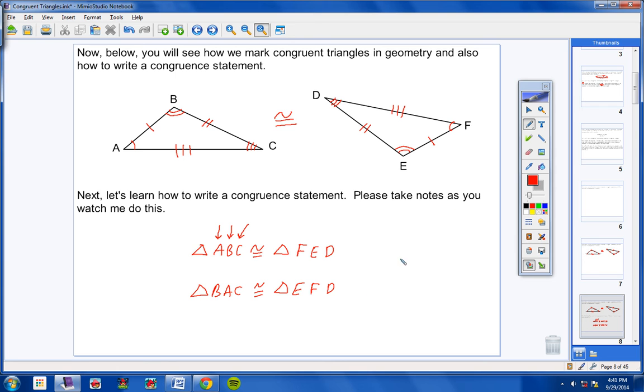Okay, so it's very, very important that you know how to write these statements, okay? Please, students, understand that. All right, it's very important. So take notes on this. All right, having said that, I'm going to go ahead and jump to the next page. All right, here we go.